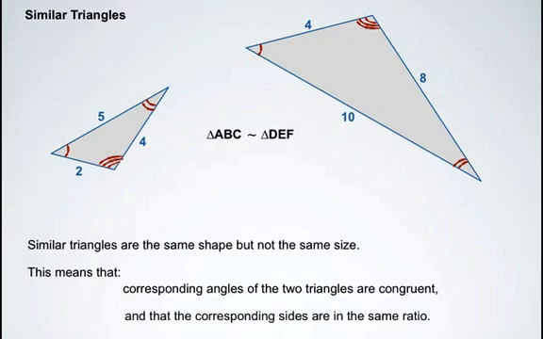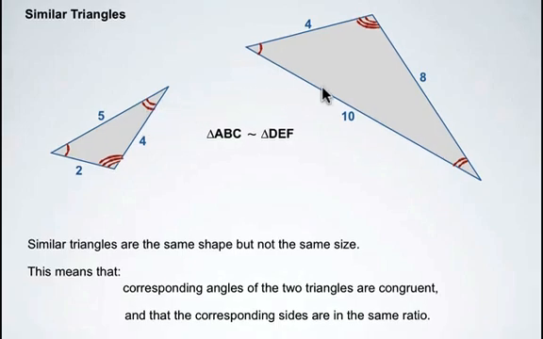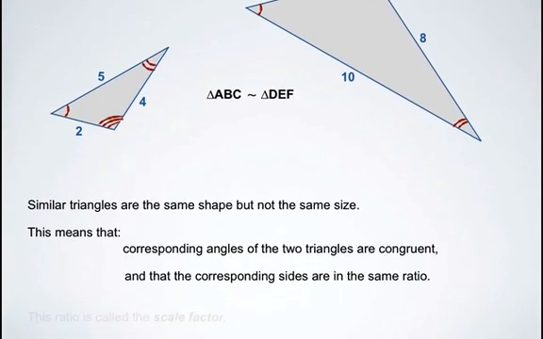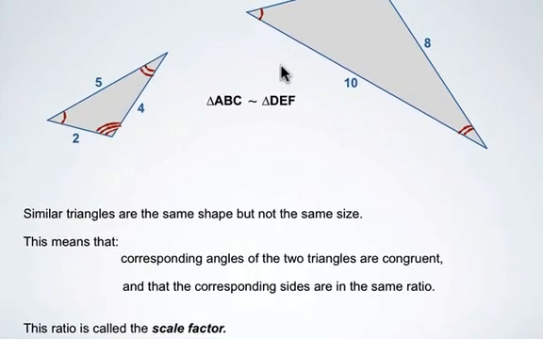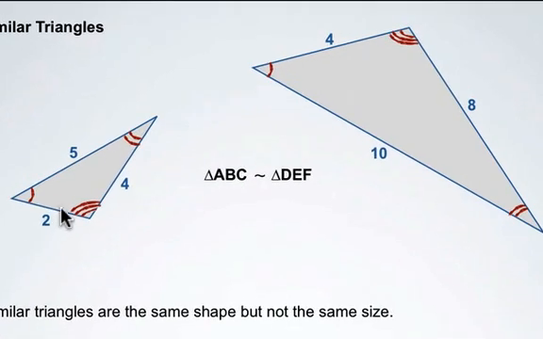Also, we would have to take a look at the side lengths. The side lengths in similar triangles would be in some sort of ratio, so that the corresponding sides in the first triangle compared to the second triangle would be in a ratio. The ratio is called the scale factor. So what you would do to this measure in order to get the value of its corresponding side in the second triangle. Can you spot what the scale factor would be in this illustration?